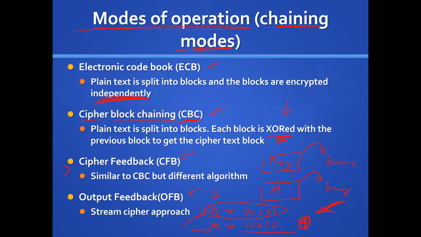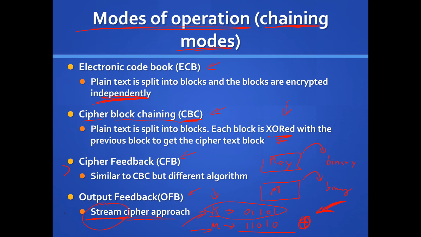And then we have other methods that you will explore. We're not going to spend too much time on this, but basically cipher feedback is going to be similar to CBC, but a different algorithm. That's usually what happens, a different sequence of steps. And then the OFB, or output feedback, is what is called a stream cipher approach.